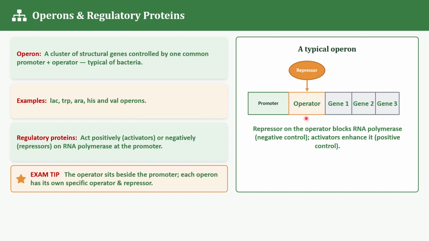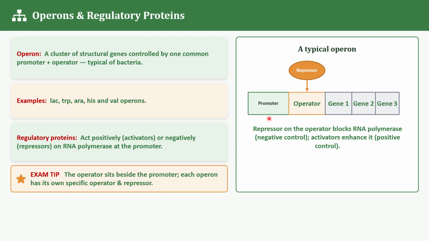An operator is located adjacent to the promoter. In many operons, the operator is the region where a repressor protein binds, and each operon has its own specific regulatory system. So let's see this diagram. This is a typical operon. This is the promoter, operator, gene 1, gene 2 and gene 3.